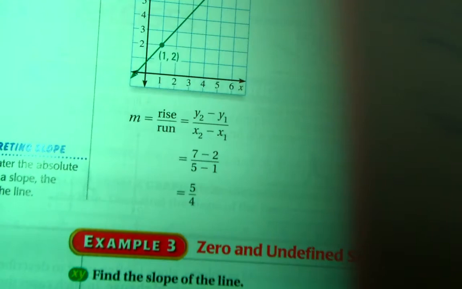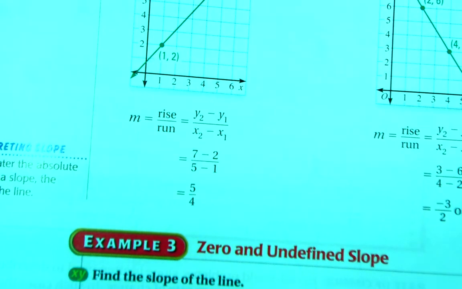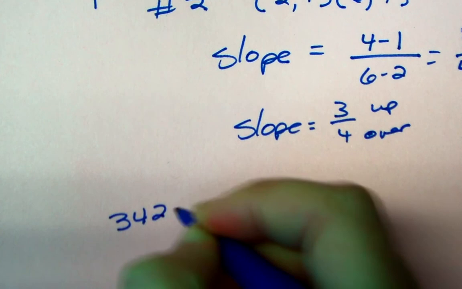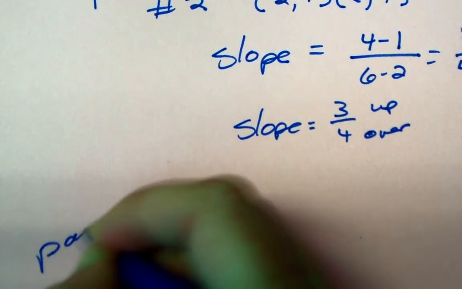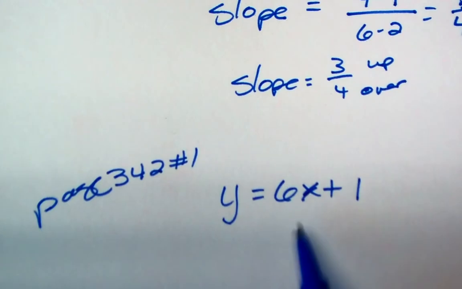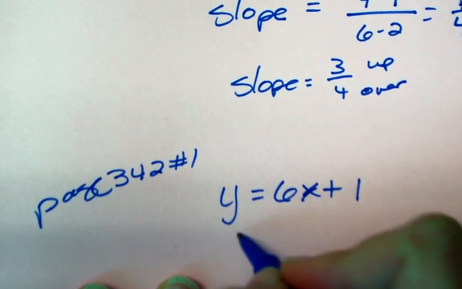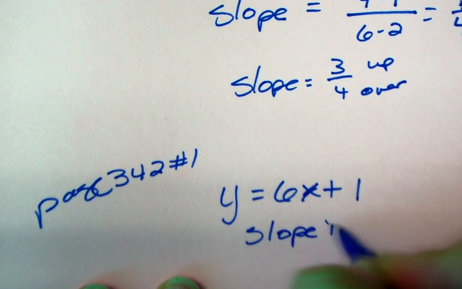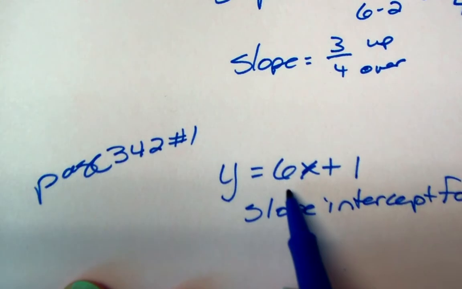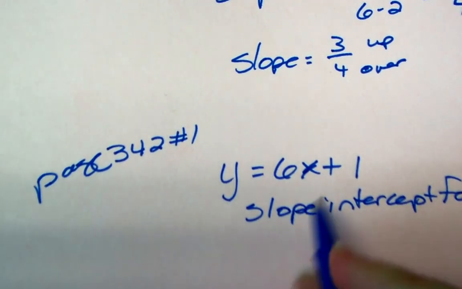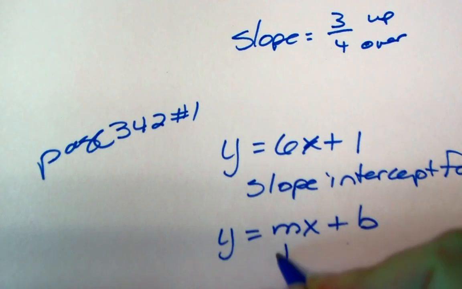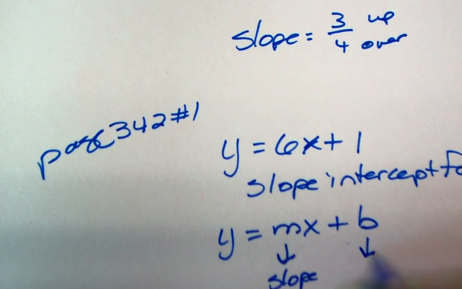Okay, and then the last one for this chapter, similar to what you'll see, is on page 342, number 1. So, kind of the shortcut for graphing is if we put it in this form, we call this the slope-intercept form. And the number in front of the x is our slope. So this is our slope. This is our y-intercept.